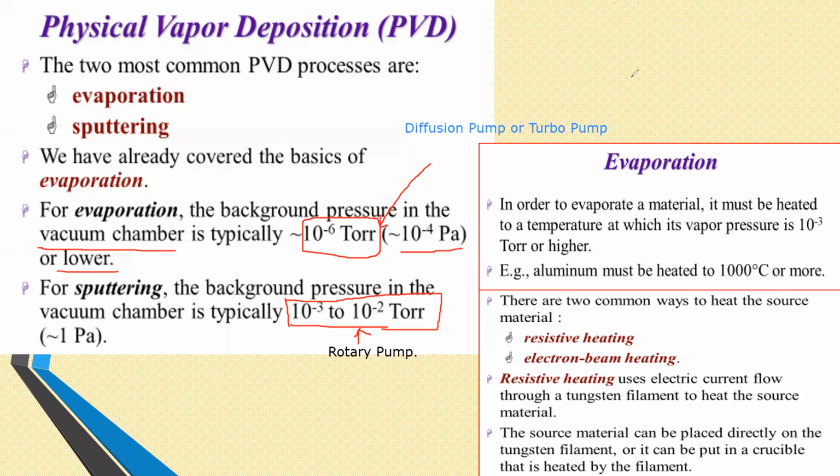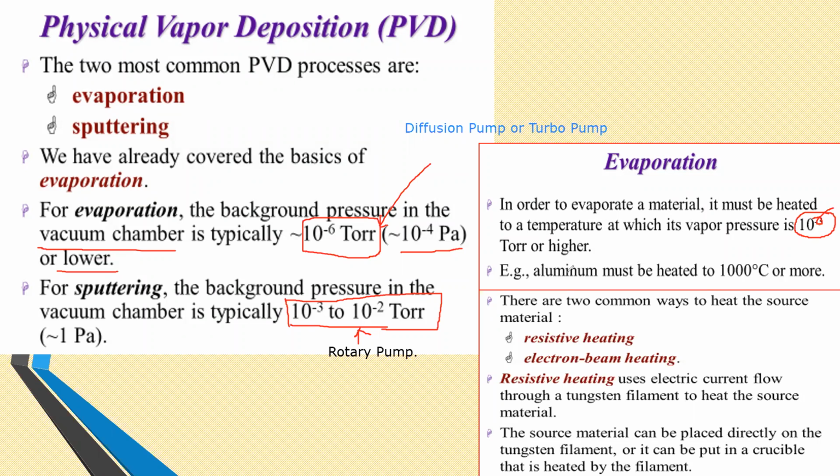Let us discuss the thermal evaporation system in detail. What will happen in the thermal evaporation system? In order to evaporate a material, it must be heated to a temperature at which its vapor pressure is 10 raised to minus 3 torr or greater. The slide mentions 10 raised to minus 3 torr, but you have to consider the value around 10 raised to minus 6 torr. For good quality response during thermal evaporation, the vacuum must be around 10 raised to minus 6 torr, and at that time we can melt a material.